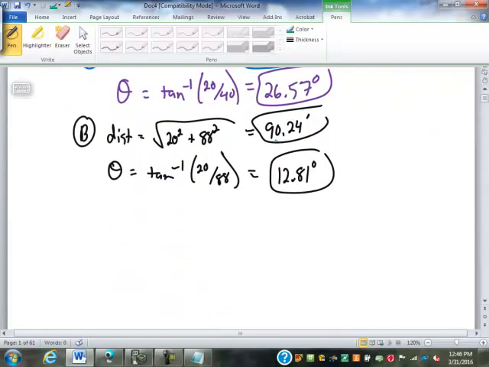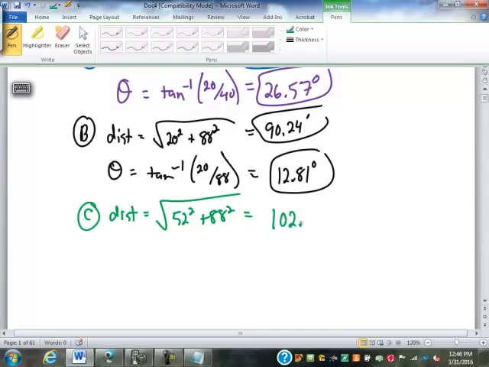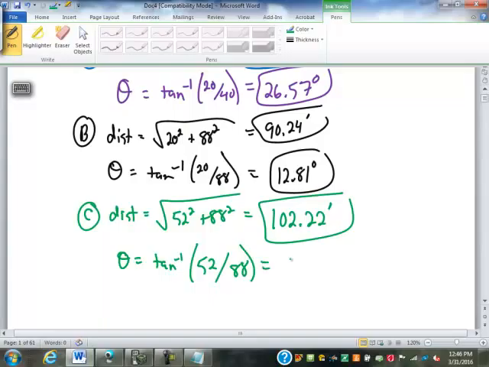Okay. Point C, distance, is going to be the square root of 52 squared plus 88 squared, right? Where did the 52 come from? 20 plus 32, and the 88, of course, is from before. What'd you get? 102.22 feet. The angle is the inverse tangent of 52 over 88, which gives us 30.58 degrees.